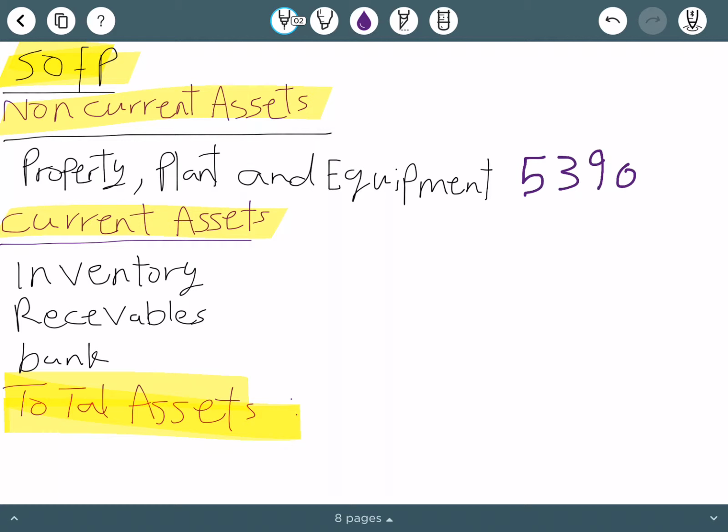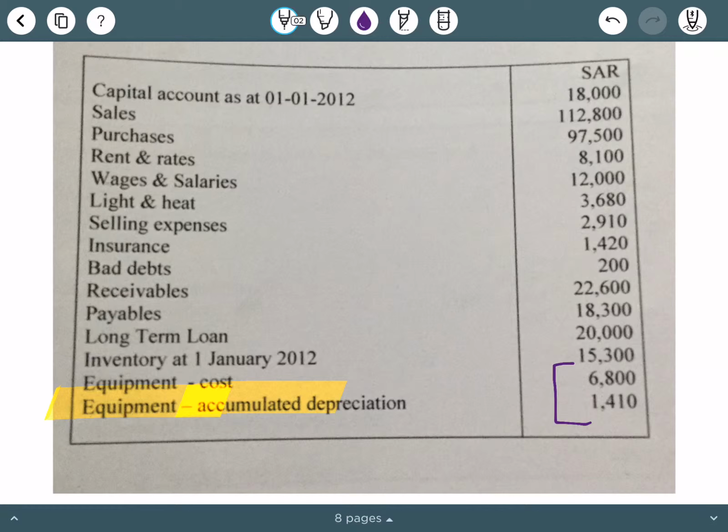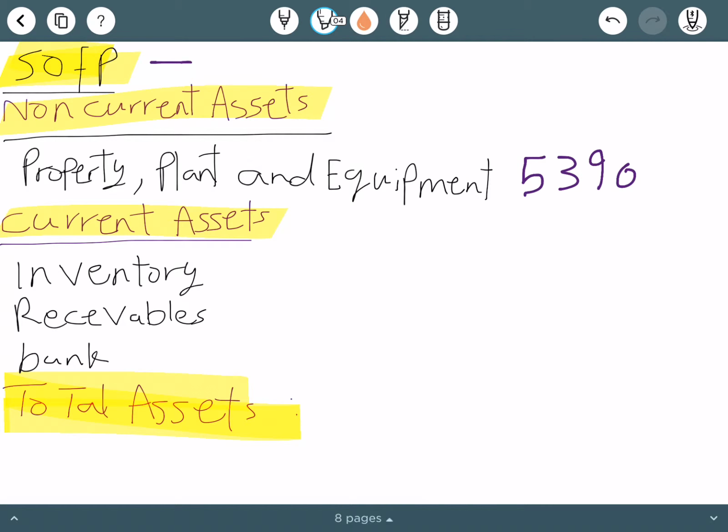And then we have an inventory. The inventory in the statement of financial position is always the closing inventory. So in our trial balance, we have the inventory at the beginning of the year, which is January 1st, but we don't have the closing inventory. So we're just going to write 0.